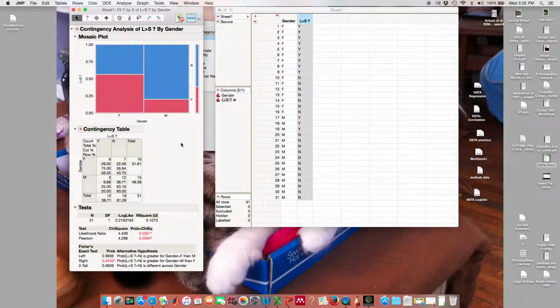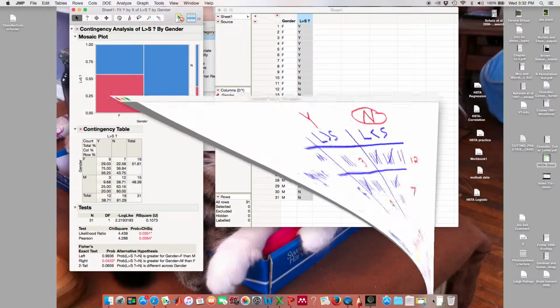So what do you notice here? Keep in mind we're interested in this yes, in knowing whether individuals are better long distance runners than sprinters. Well, what I'm seeing is female individuals are better long distance runners while males are better sprinters. So I have a higher proportion of females who are better at long distance running than I do males who are good at long distance running.